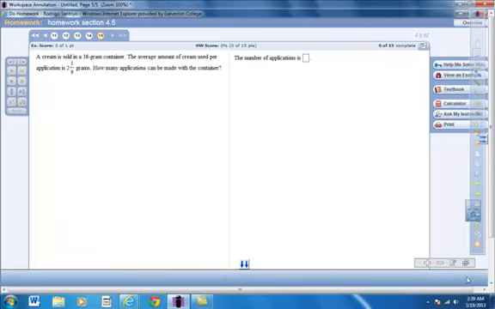And the last problem we're going to look at here is this one. It tells us a cream is sold in a 38-gram container. The average amount of cream used per application is 2 1/9 grams. So how many applications can be made from this container? And we're going to be pulling applications of 2 1/9. So all we're going to be doing here is dividing.